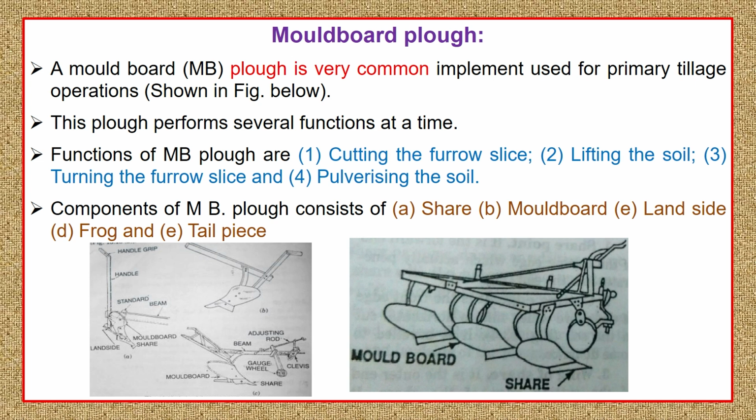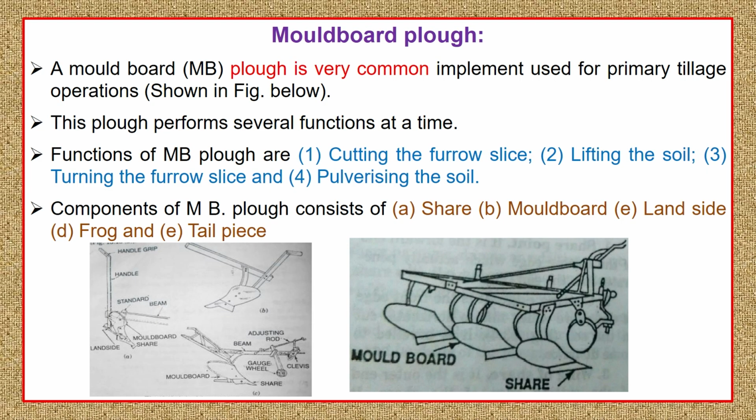The share will cut the soil mass, and the soil mass cut by the share will move to the moldboard, and the moldboard will receive it. It receives it and lifts it up, and as it lifts, at the end it will turn it over and pulverize the soil. So landside is another part of the plough. It helps to keep the plough in a stabilized condition.